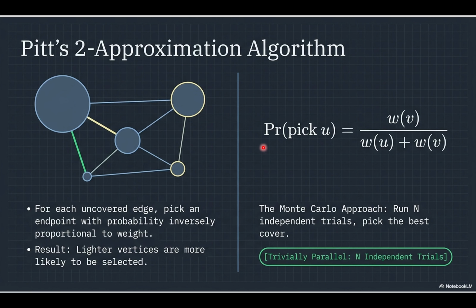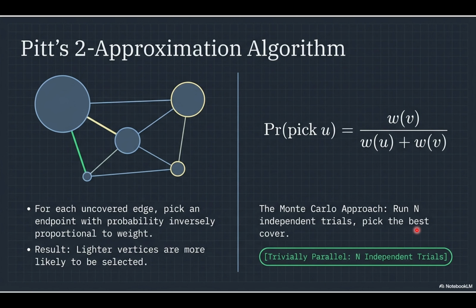And looking at the notes, the way it actually gets there is probabilistic. Yeah, it uses loaded dice, essentially. Right. For any uncovered edge, it looks at the two endpoints and picks one based on probability that is inversely proportional to its weight. So the lighter or cheaper vertices have the dice heavily loaded in their favor. And that loaded dice mechanic is the key to the whole operation. Because it relies on probability rather than fixed sequential logic, a single run of the algorithm might give you an okay answer or a pretty mediocre one.